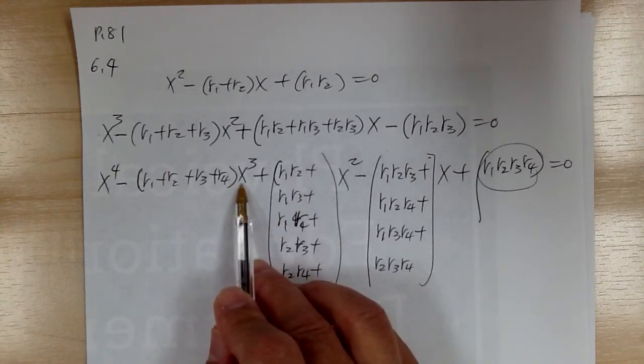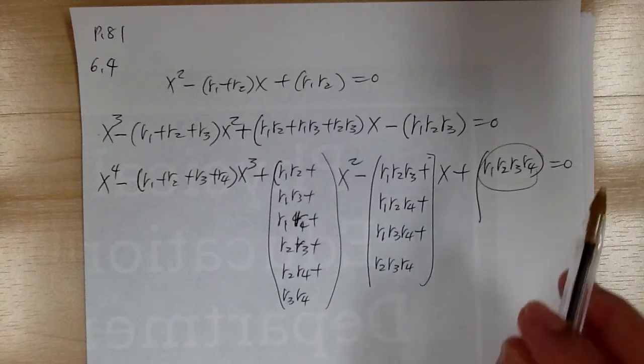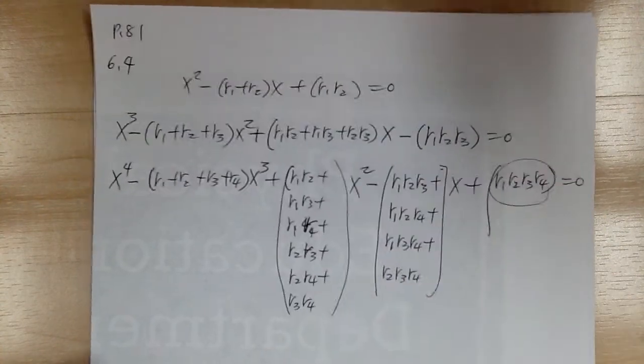This is the cubic term. This is the quadratic term. Okay? So when you ask for the constant term, you're looking for these. So you're looking for the product of all 4 roots.